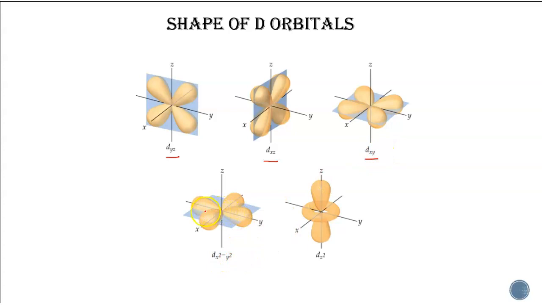But your dx square minus y square is going to lie on the particular axis. For example, it is lying on the x axis, you can see over here, and the y, not above, it is lying on your x and y axis, you can see like that. And this one, dz square, its orbitals are lying on your z axis, that is one thing. So clear these shapes of d orbitals, this is going to be handy in your next slide. So that is all about this particular slide. Thank you.